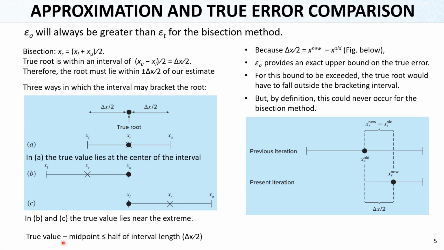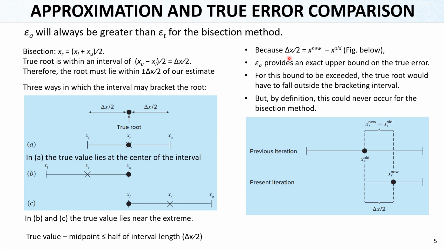And the true value minus the midpoint is always smaller than or equal to half of the interval length, delta x over 2. So it's always between this or this when we halve it. And that's why you can notice on the left hand side that the discrepancy between the true value and the midpoint of the interval never exceeds half the interval length, delta x over 2, as we explained here.